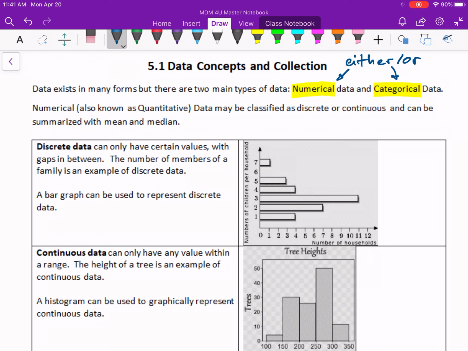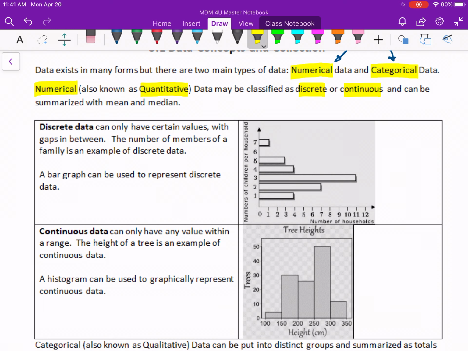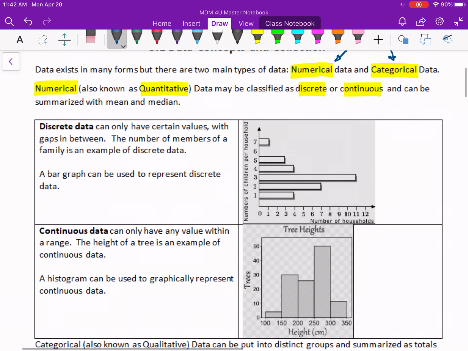We can then break them down a little bit further. Numerical data, which can also be known as quantitative, you're going to hear that term sometimes, can be broken down farther as discrete or continuous. Discrete means that you can count it. So we don't break it down into decimals or fractions, and continuous can be broken down. So often I'll describe discrete data as something that's countable. People, cars, trees, books, those are all things that I can count.